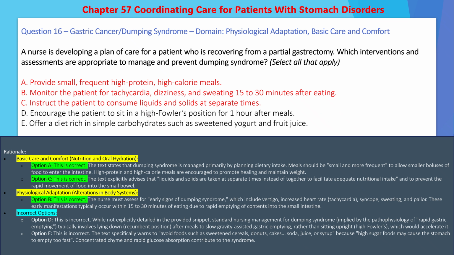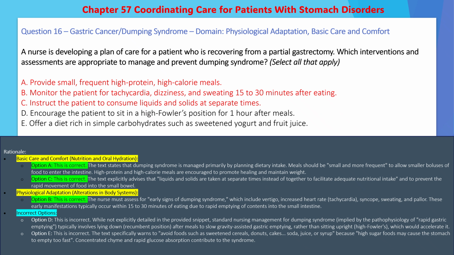This option is correct because the nurse must assess for early signs of dumping syndrome, which include vertigo, increased heart rate, tachycardia, syncope, sweating, and pallor. Those early manifestations typically occur within 15 to 30 minutes of eating due to rapid emptying of contents into the small intestine. So the rationale of incorrect options: option D is incorrect.